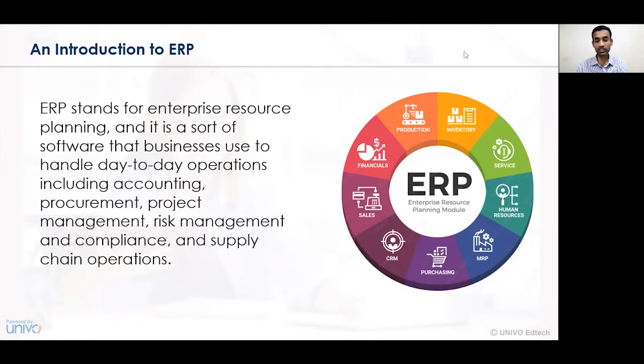Now, in this diagram, you can see the various components or participants of an ERP software. The activities may be related to production, inventory, services, human resources, MRP, purchasing, CRM, sales, financials, and so on. So these are the various sectors or areas in which ERP software can be applied and operational activities can be controlled. These are day-to-day operational activities, which may include several types of operations.